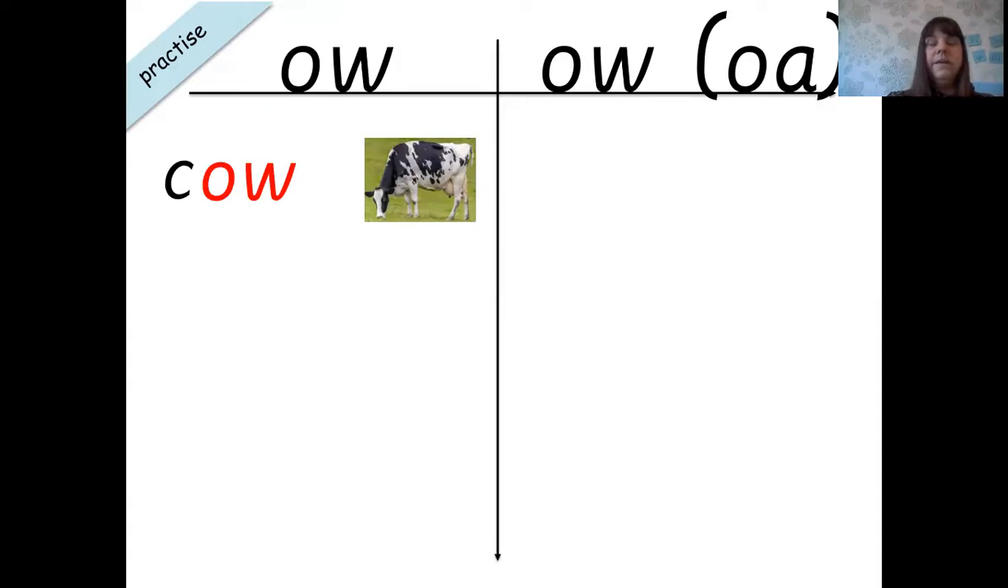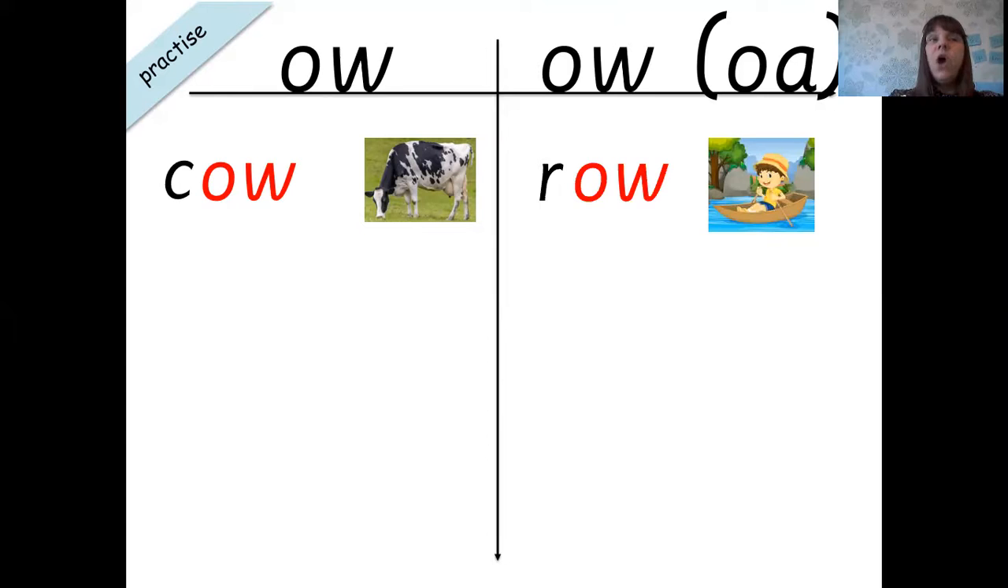My next word is this one. See if you can read it. Now, it's a bit tricky this because it can go on both sides, but I'm going to read it for you. Row, like the boy in the story Lost and Found. He had to row his boat. Does it go under the ow or the oh sound? Same spelling. Which one? Did you remember it was the oh sound? Excellent.